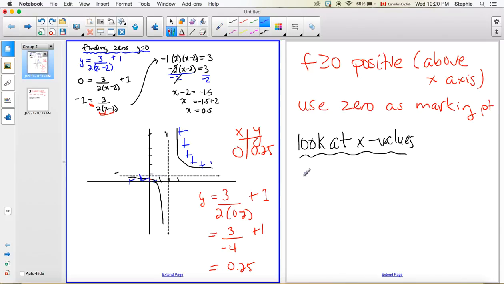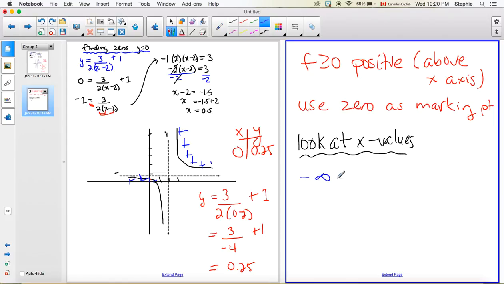So at first, we're going to say it's positive from negative infinity all the way to the 0.5, and we could include it, and of course not include that one. And it's going to be positive again from, what do we call this here, after the vertical asymptote. It's going to be the 2, not including, all the way to positive infinity.